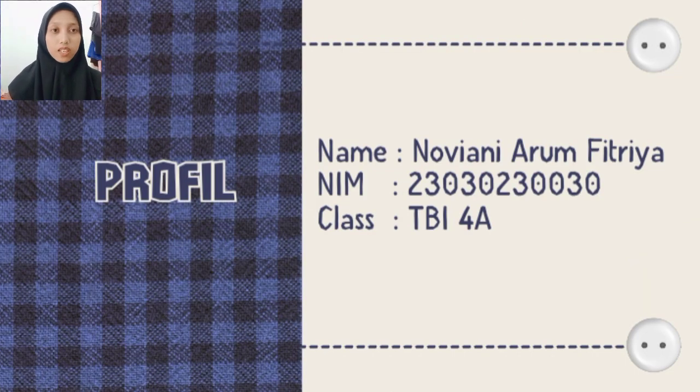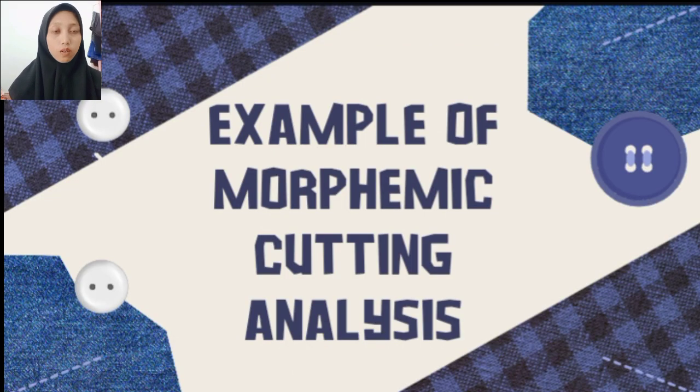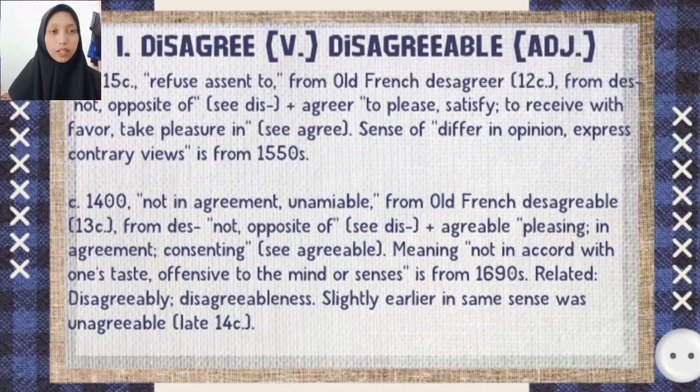My name is Nafiani Arum Fitria with the last ID number is 30. Today I want to present my material for the mid-semester with the topic: examples of morphemic cutting analysis. And then number 1 is disagree and disagreeable. Disagree is a verb and disagreeable is an adjective.